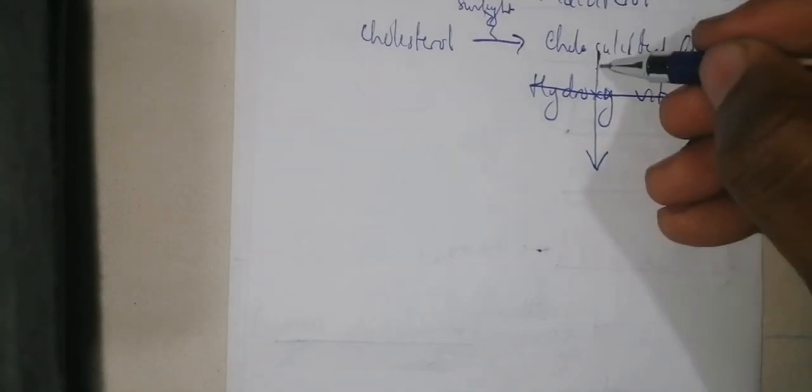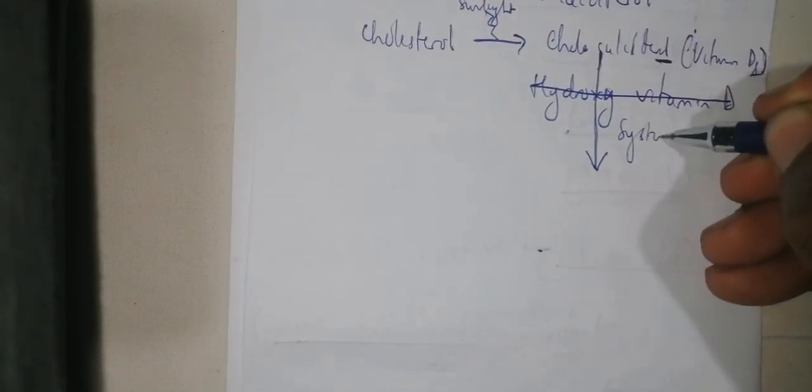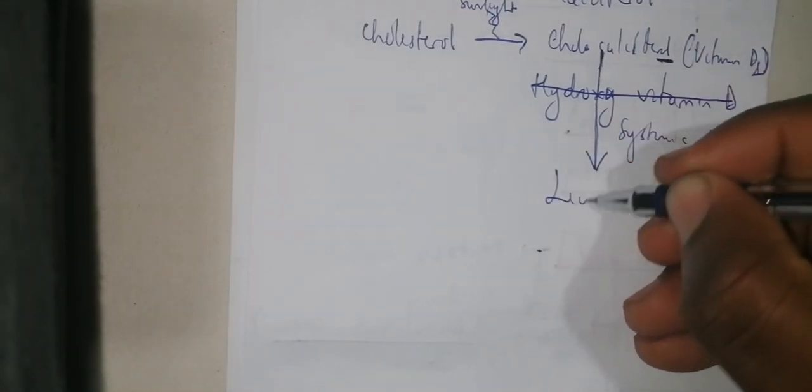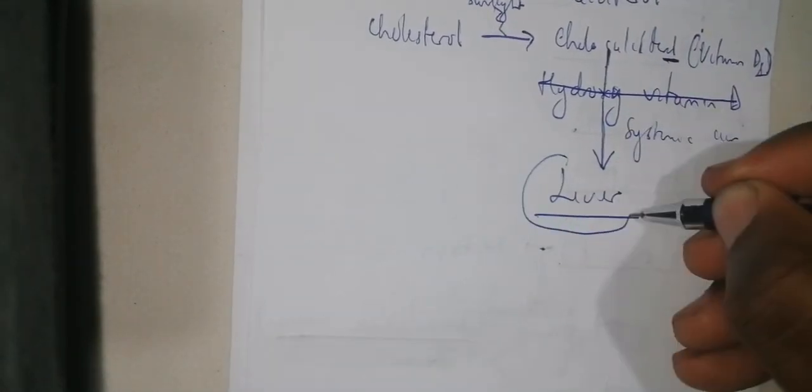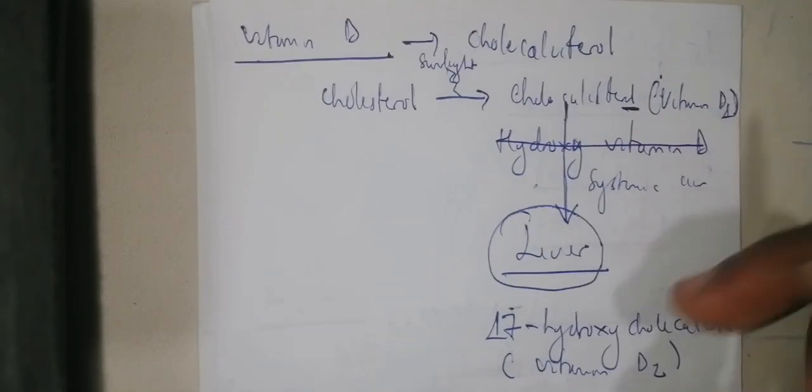Is it clear? Now, this cholecalciferol moves in the systemic circulation. It is going to be acted upon by the liver to convert that cholecalciferol. So you are going to have hydroxylation of that cholecalciferol to produce what is called a 17 hydroxy cholecalciferol. Is it clear? And this 17 hydroxy cholecalciferol is also called vitamin D2, and both of them are still the inactive form. Is it clear?